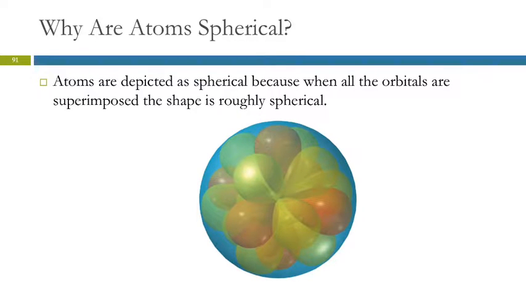So with all these weird balloon shapes, why do we think of atoms as spherical? Well, if you take all of these and put them all together, they are roughly a sphere. But an atom is not a marble. I like to envision them as marbles, but they are not marbles. They are these weird, complicated regions of probability wave function things.